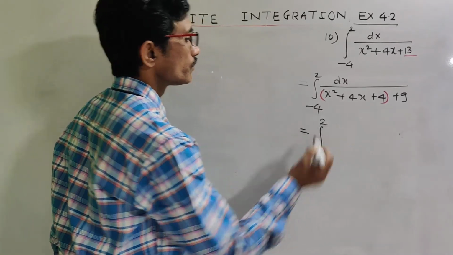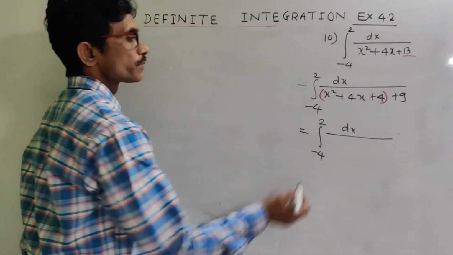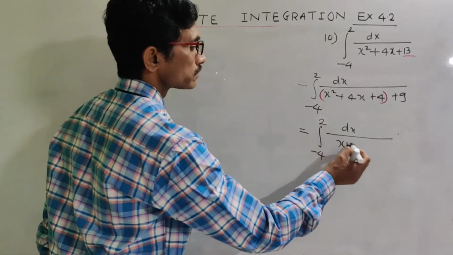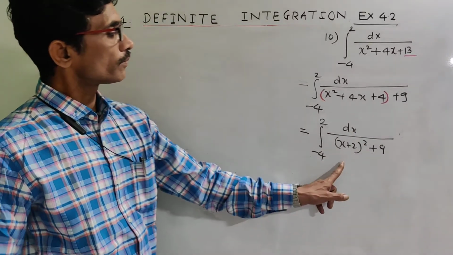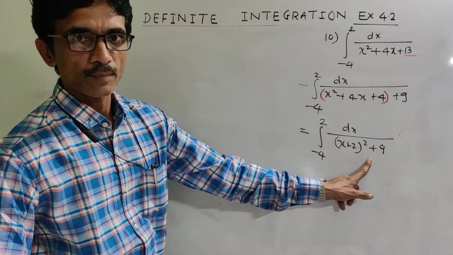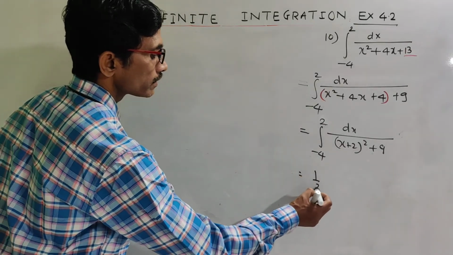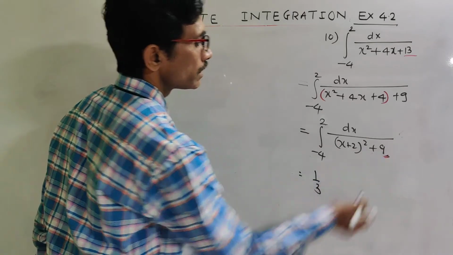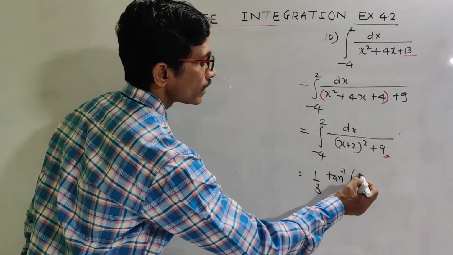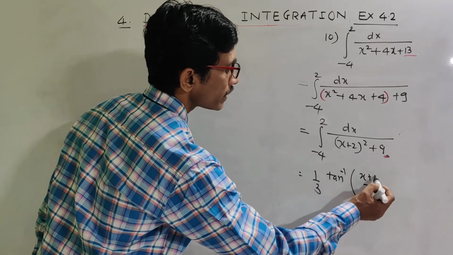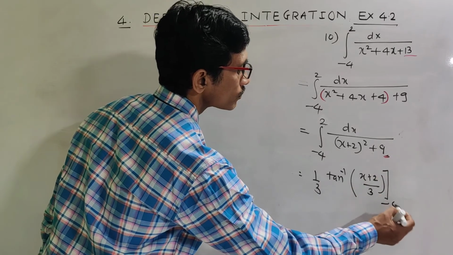And x square plus 4x plus 4 is x plus 2 whole square. So minus 4 to 2 dx upon x plus 2 whole square plus 9. Now it is of the form dx upon x square plus a square, which gives 1 by a tan inverse of x upon a. So that is 1 by 3, as a is 3 over here. 1 by 3 tan inverse of x plus 2 upon 3. Limits are minus 4 to plus 2.